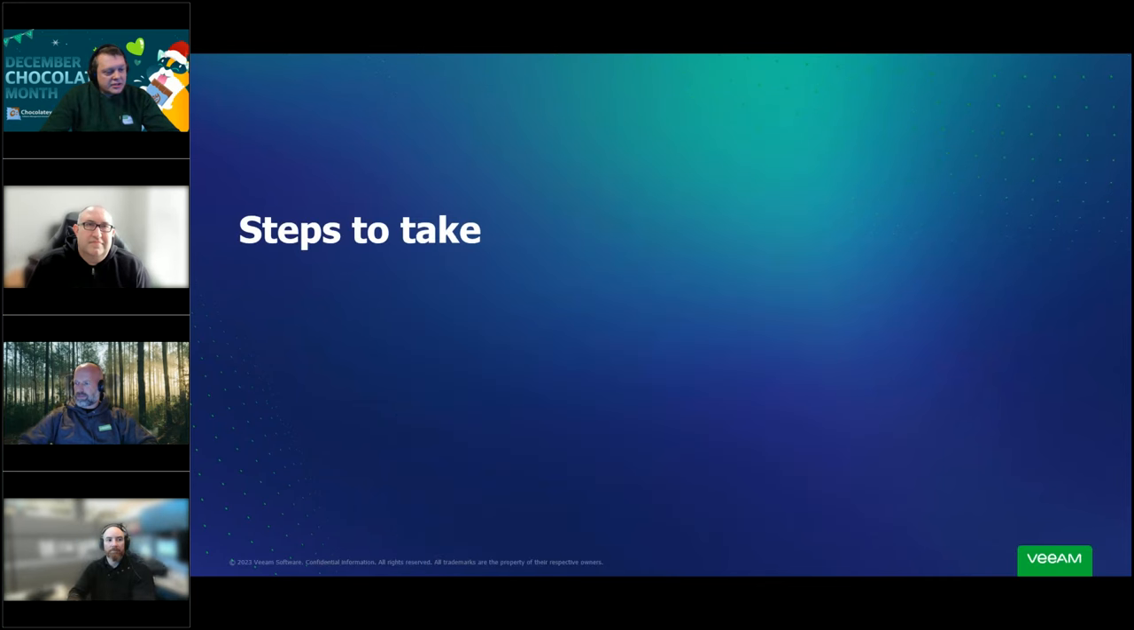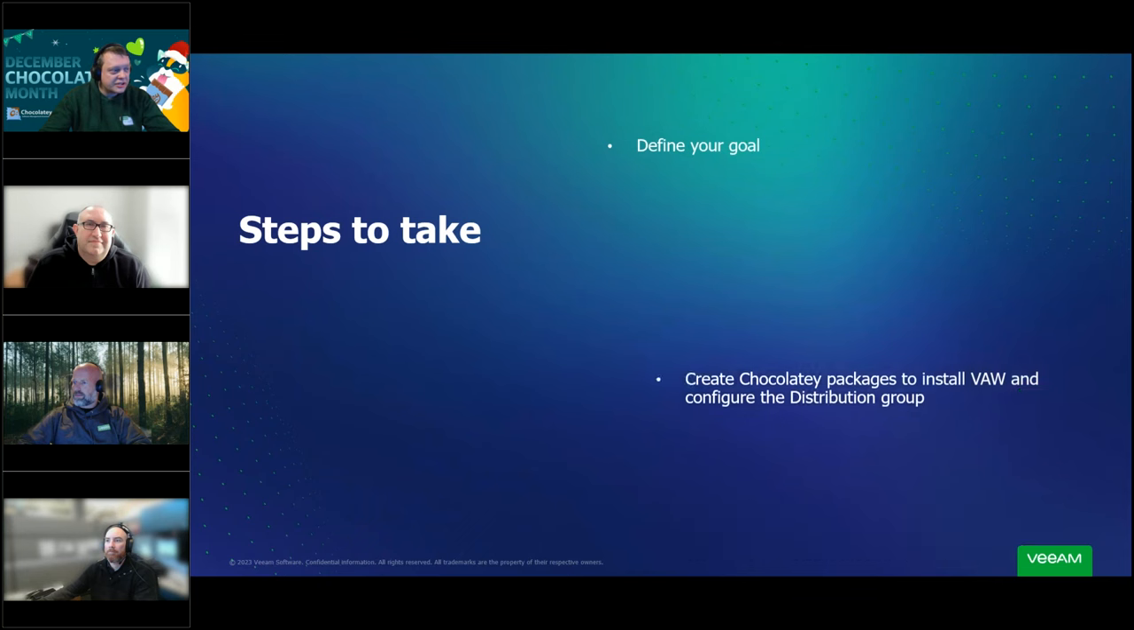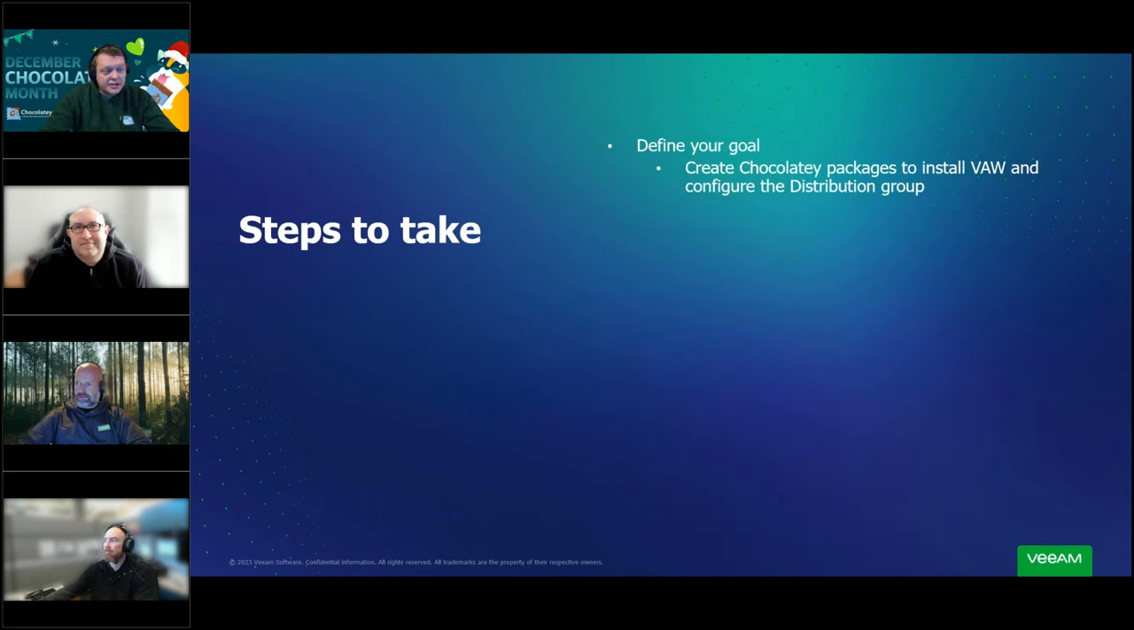So the steps to take. At first, we need to define our goal. Our goal during the session is to create Chocolaty packages to install Veeam Agent for Windows and configure the distribution group. That's our end goal, that once we have run our Chocolaty packages, this should be done. Veeam Agent for Windows should be installed and the distribution group should be configured.